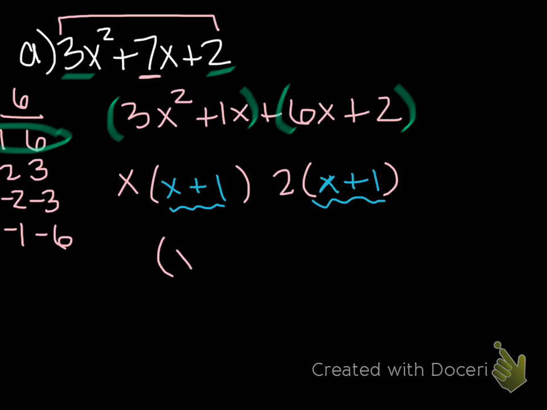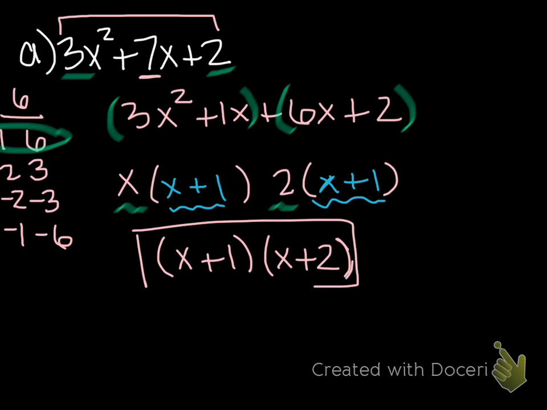So I now have x plus 1 here, and then the other binomial is going to be made up of the leftovers. So the x and the 2 that's on the outside is going to make up your second quantity, and that is the answer.